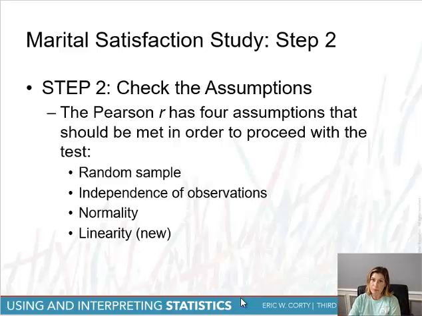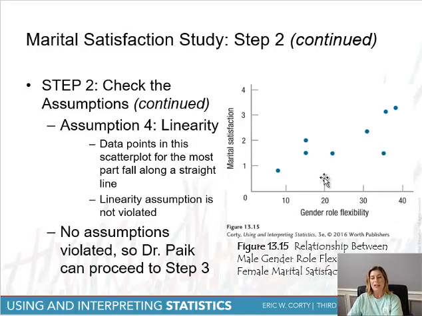So you can do that by what? By creating a scatter plot. So here is our scatter plot. And it looks like we have a linear relationship. Okay, it's not perfect, but we tend to have this positive relationship. The higher the gender role flexibility of the husband, the higher the marital satisfaction scores.